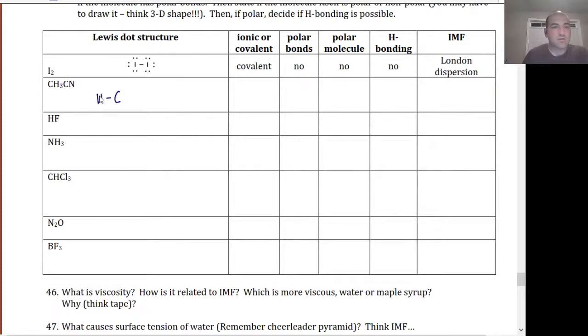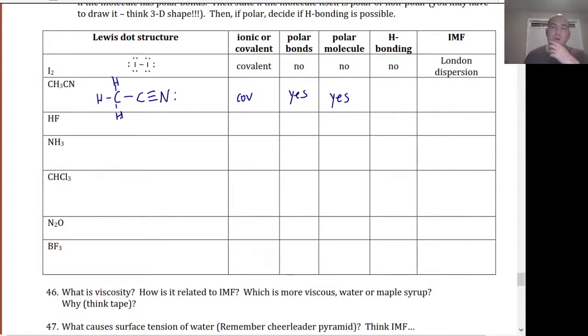CH3CN. You've got the 3 H's on the C, then CN. That is covalent. It has a nice polar bond right there between the C and the N. And it is actually a polar molecule. Although as we deal with bigger and bigger molecules, like nucleic acids, proteins, and things like that, the whole molecule being polar will be less important, and we'll care more about areas of the molecule.